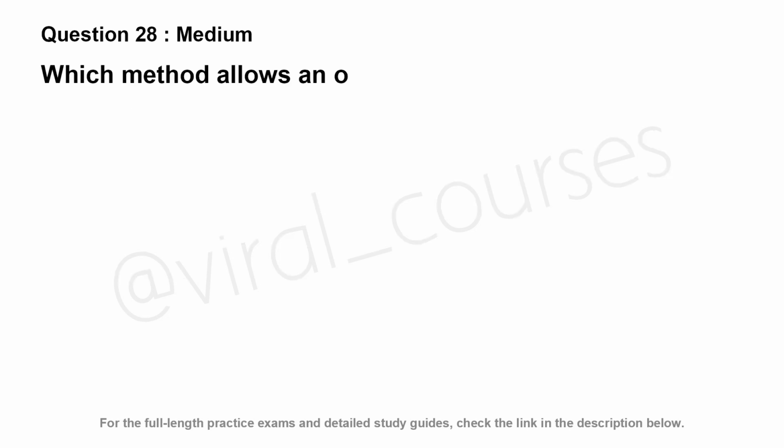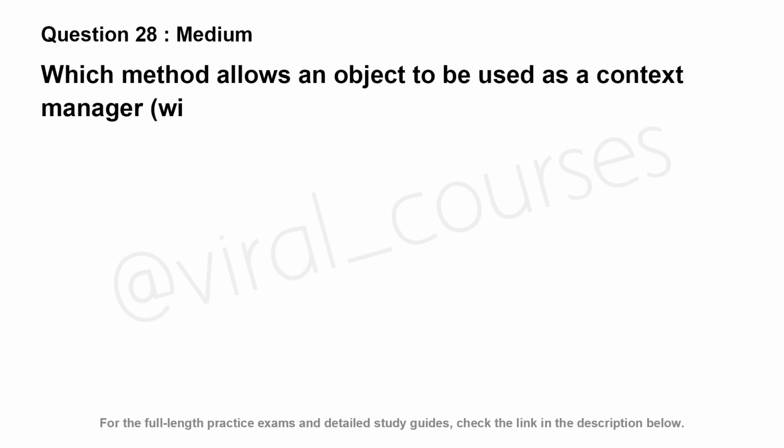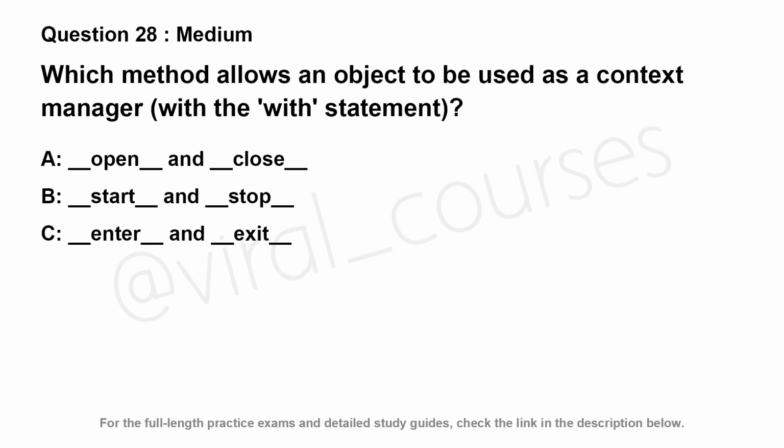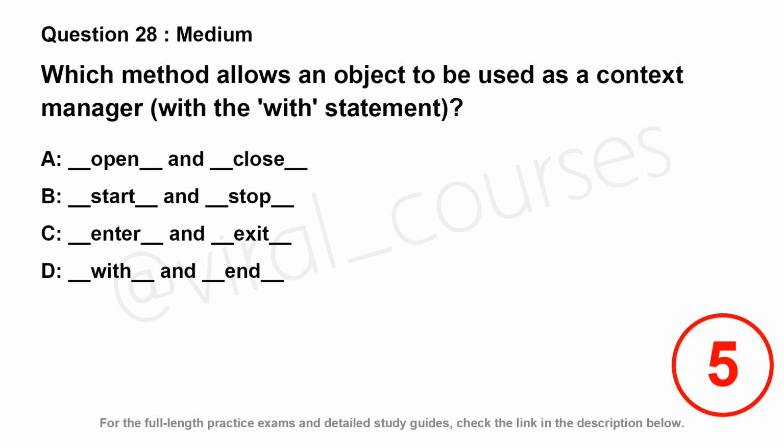Which method allows an object to be used as a context manager with the with statement? Option A, __open__ and __close__. Option B, __start__ and __stop__. Option C, __enter__ and __exit__. Option D, __with__ and __end__.